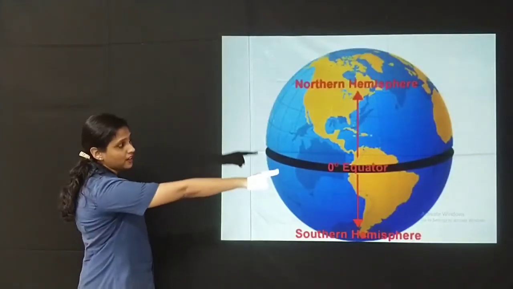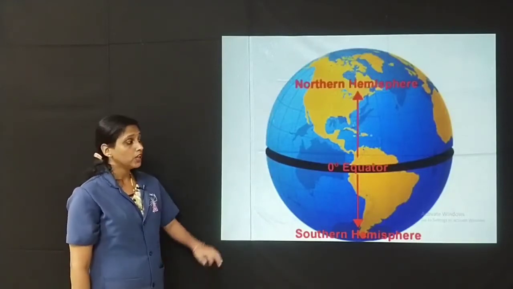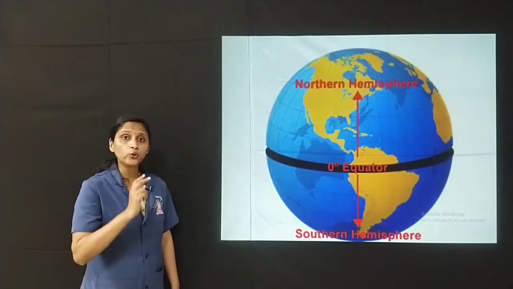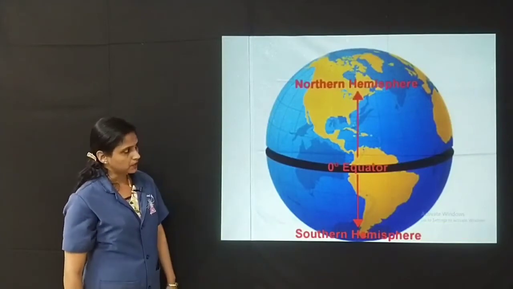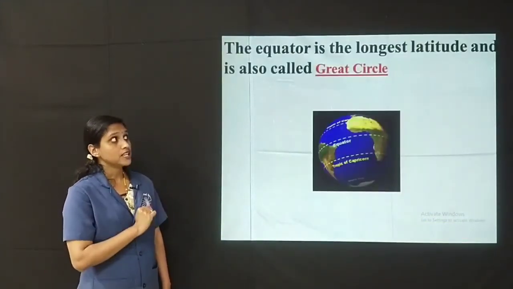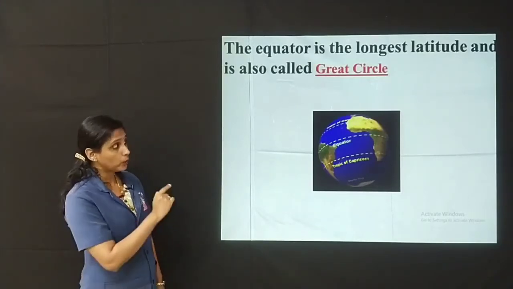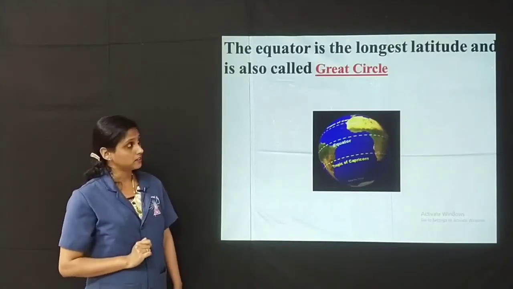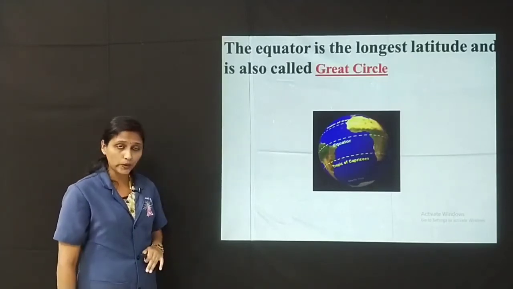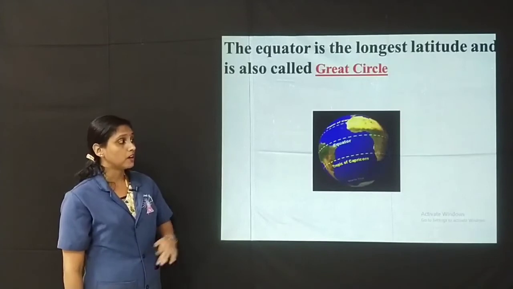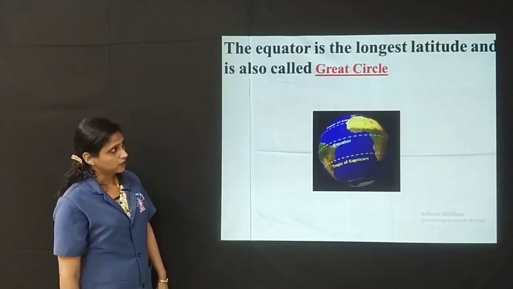There is a line at the center of the earth. This line is known as equator. Equator divides the earth into two equal parts. They are northern hemisphere and southern hemisphere. The equator is the longest latitude and is called the Great Circle. So, equator is known as the Great Circle. The part of the earth that lies towards the north of the equator is called the northern hemisphere and the part that lies towards the south of the equator is called the southern hemisphere.